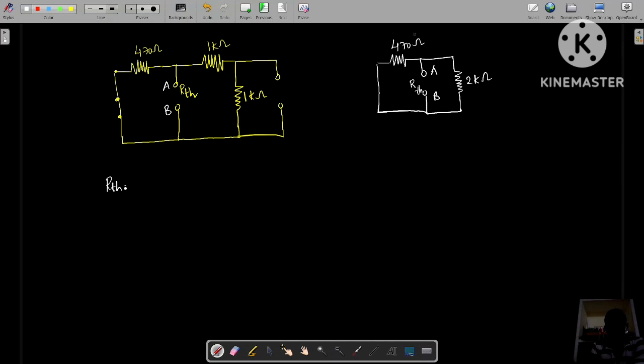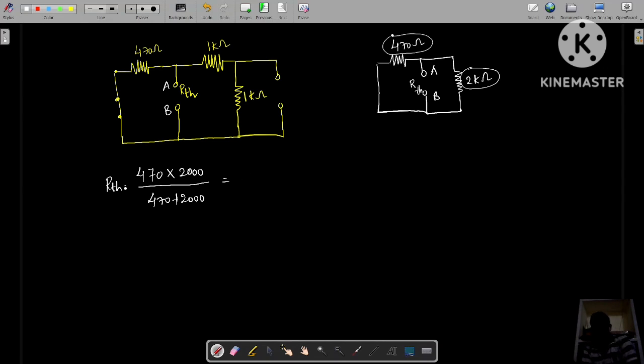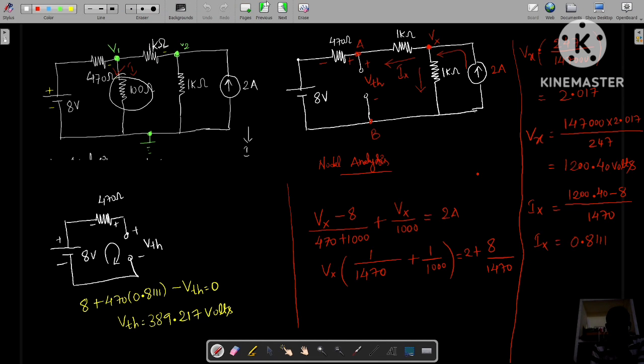Now when you see from these two terminals, 470 ohms and 2 kilo ohms are both connected in parallel. That's why RTH is equal to, what is the formula for parallel resistances? R1 into R2 by R1 plus R2, in order to find the equivalent resistance when the resistors are connected in parallel. So 470 into 2000 divided by 470 plus 2000. It is equal to 380.56. So the RTH value is 380.56 ohms.